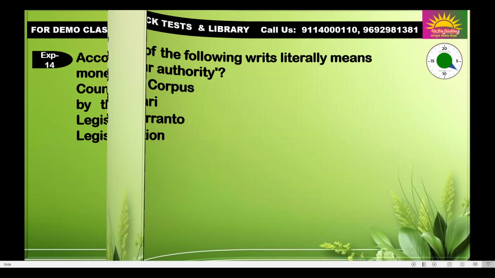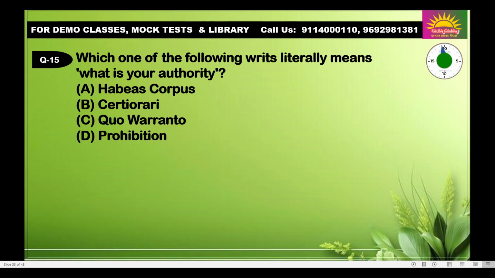Question number 15. Which one of the following writs literally means what authority, have of purpose, statutory, warrant, prohibition? Answer C, warrant.